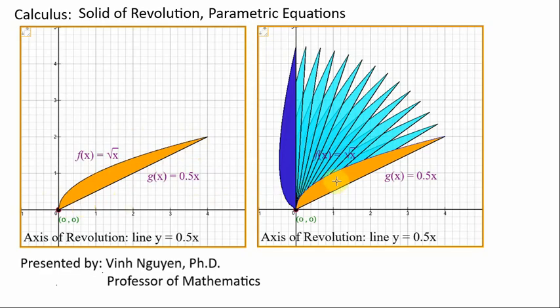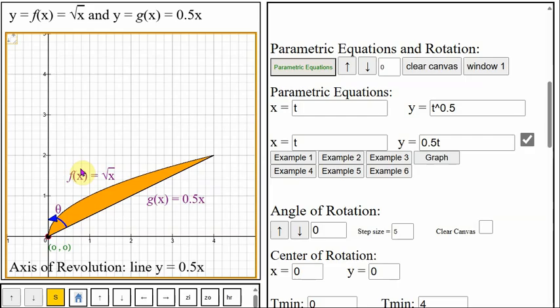What I'm going to do is take this region right here and rotate it so that the axis of revolution ends up on the y-axis, and then find the volume of the solid of revolution about the y-axis. Here's the region again that we want to rotate.